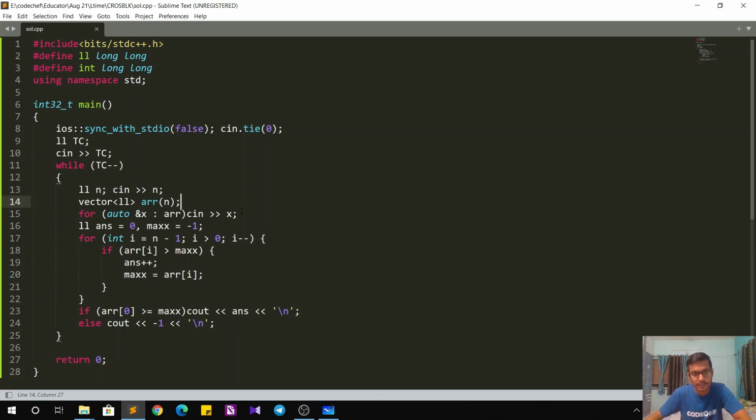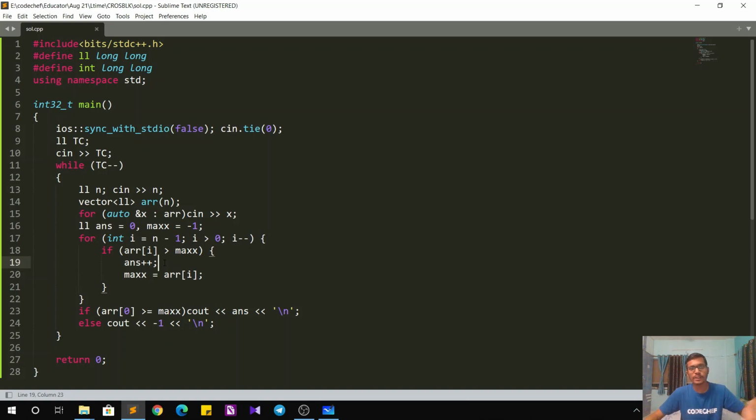After that, I create an answer variable which is initially 0, and I create a maximum variable which will keep track of the current starting point of my jump if I am traveling from right to left and making the jumps in the same direction. So initially the value of maximum is -1. Then I reverse iterate the array of heights, that is starting from n minus 1 till greater than 0. Why greater than 0? You will understand. Then I check if the current element is greater than my maximum. I make that one of my points in the path and increment my answer, that is answer plus plus, and also update the maximum at the same time.